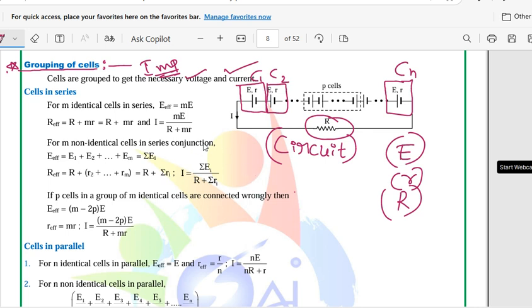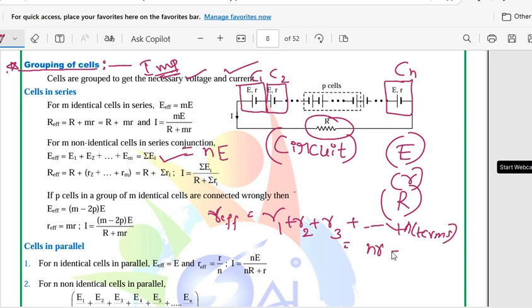Since the cells are connected in series, the total EMF of n cells, the effective E, is equal to the sum of the individual EMFs, E plus E plus E and so on, which is n into E. This is equation 1. Now the internal resistances of the cells are connected in series, so the effective internal resistance is r1 plus r2 plus r3 and so on up to n terms, which gives n into small r. This is equation 2.